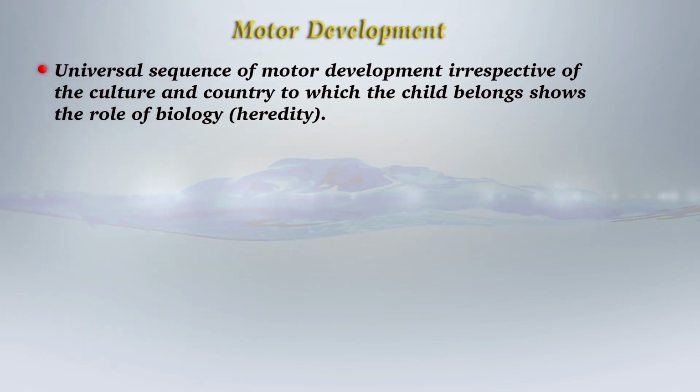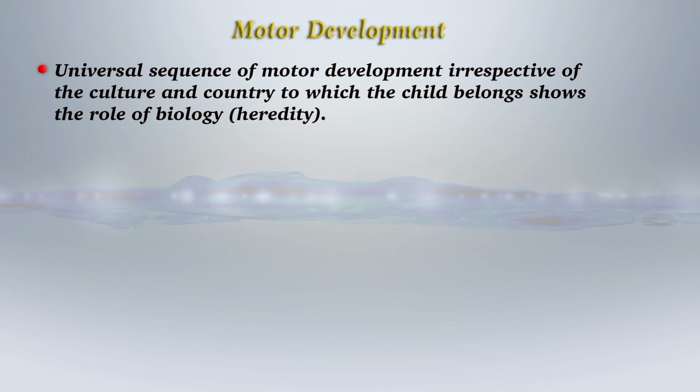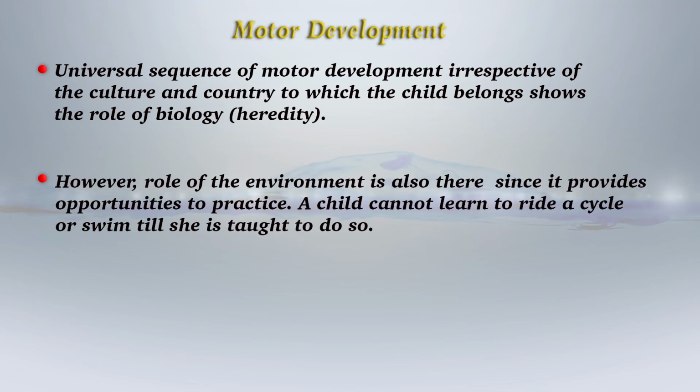So whether the child is in India or in Africa or America, children will begin to sit only at 6 months of age. This shows the universal role of the human genes in achieving motor development. However, once again we can see the role of the environment. How?